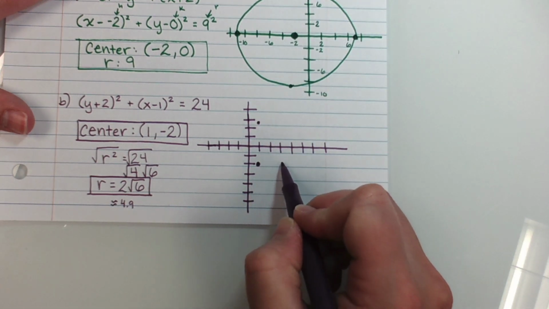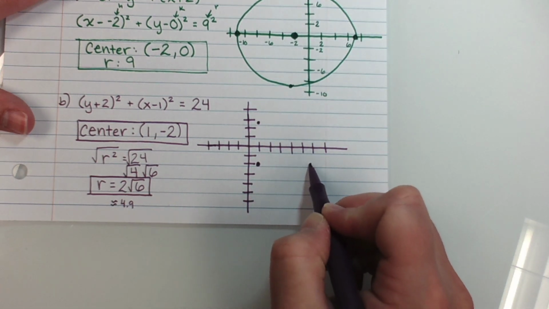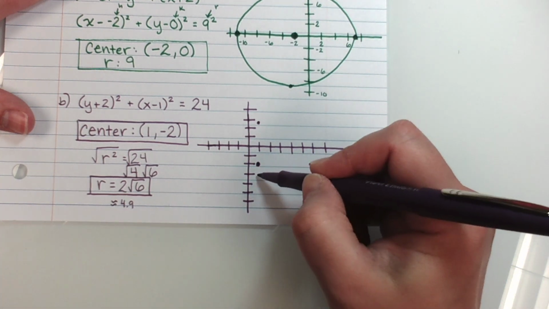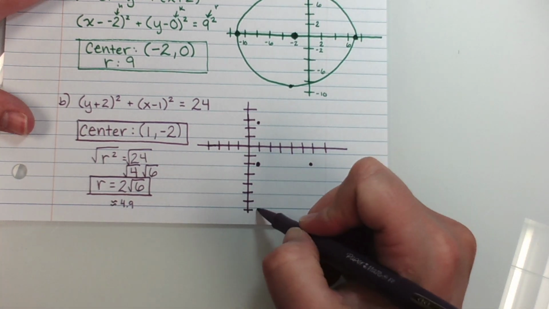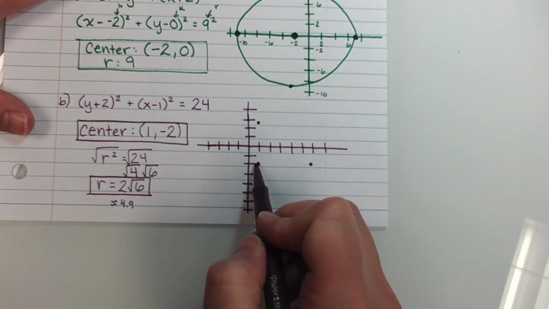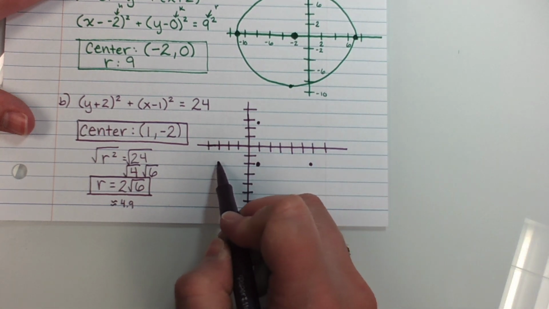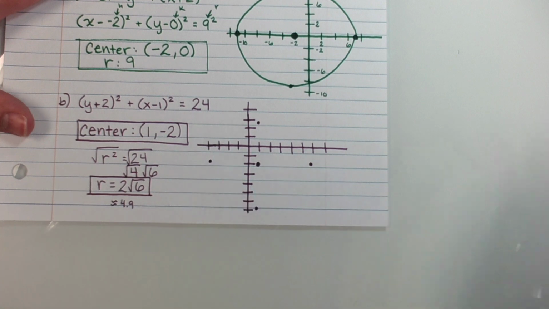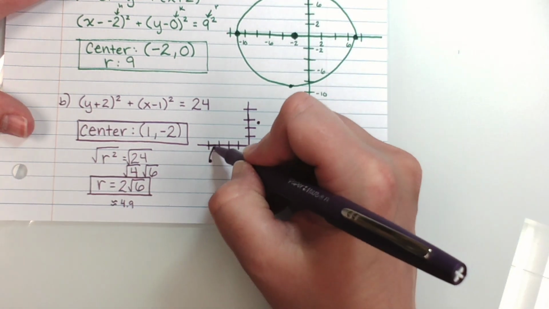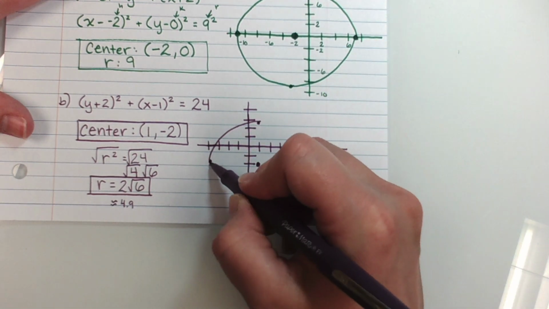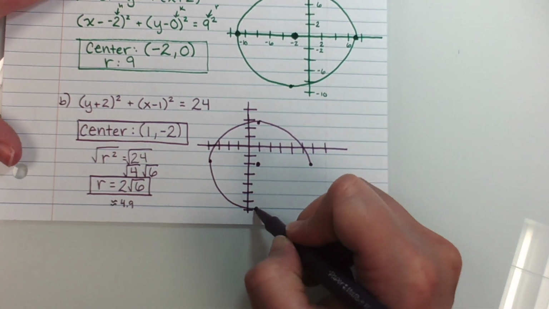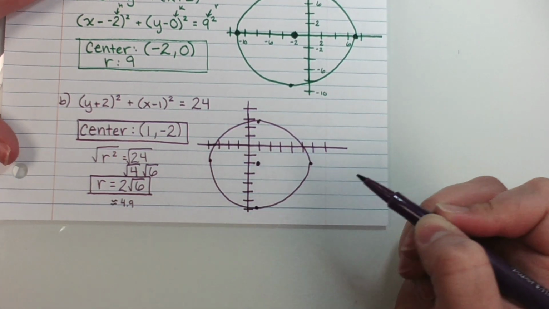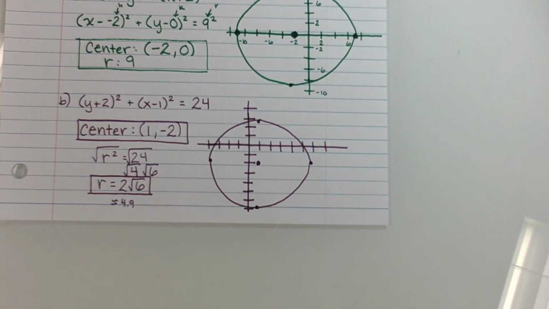Same for each direction: 1, 2, 3, 4, not quite 5. Decimals are your friend. I apparently did not make my scale evenly spaced because mine kind of looks a little bit on the eggish side.